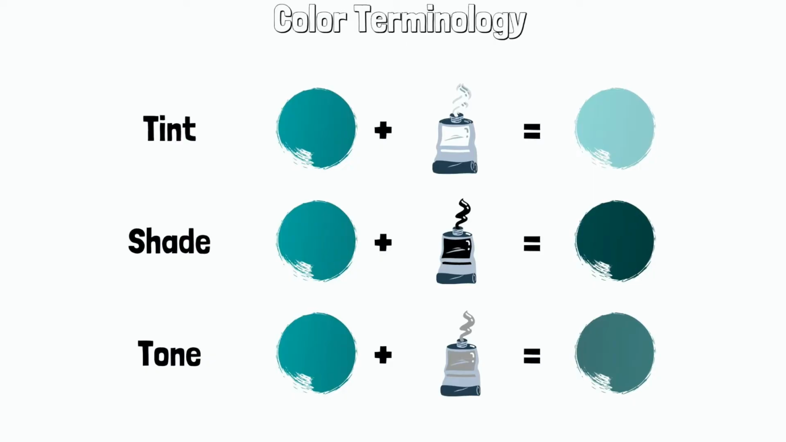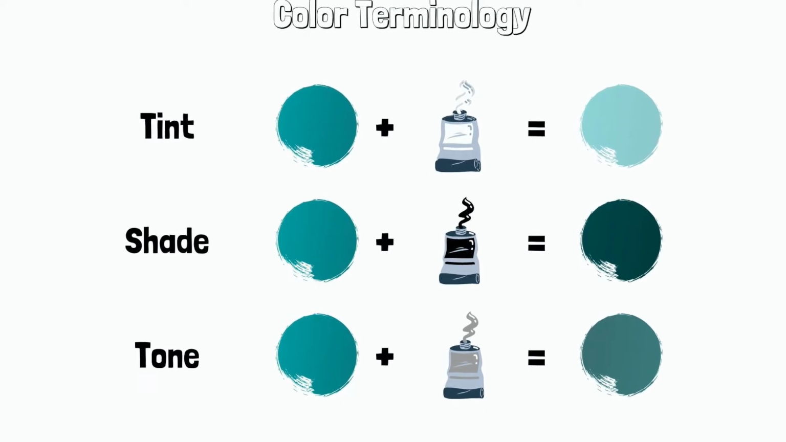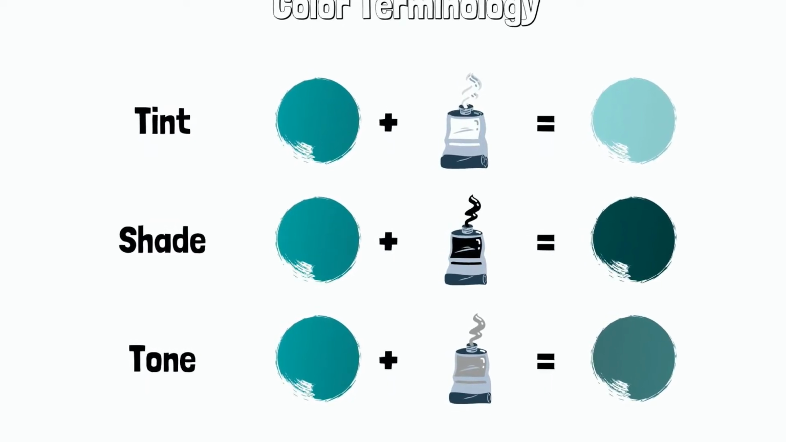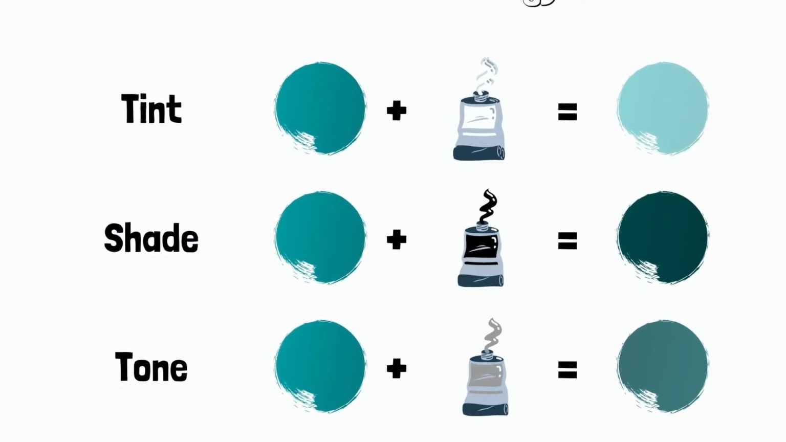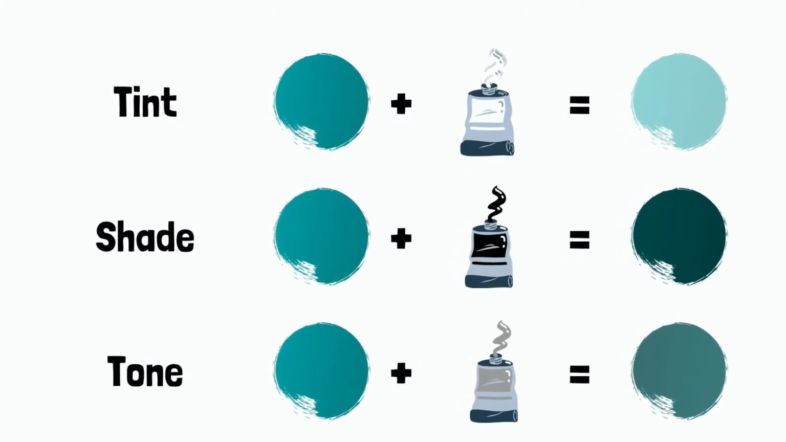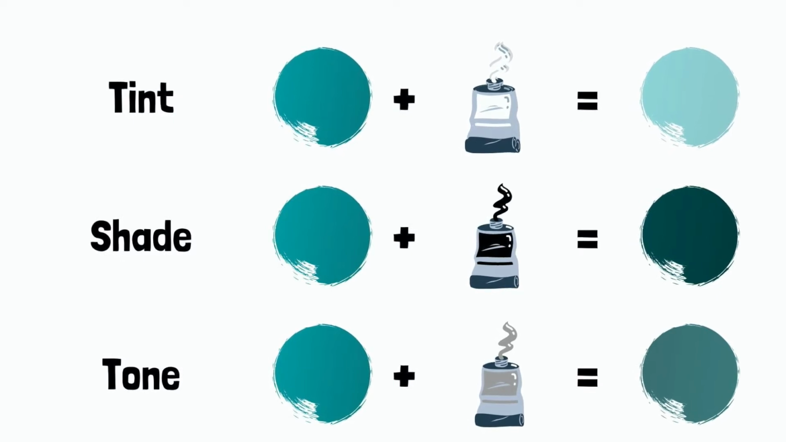All right, let's talk about the difference between tint, shade, and tone, as these can be very easily confused. The first one, tint, is what you get when you add white to a color. A shade is what you get when you add black to a color. And a tone simply means that you're adding both. You're adding gray to a color.